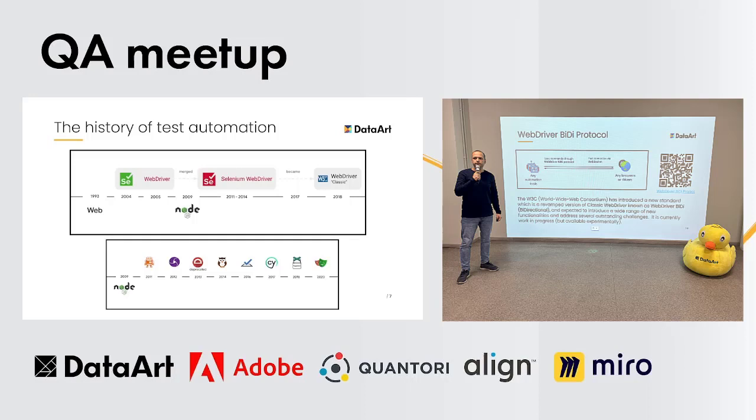Okay, this is the history of test automation that we have. In 1993, the web was introduced to the world. Soon, after some years, there was a guy who, in his company lab, was trying to test their application, and they created Selenium, right?